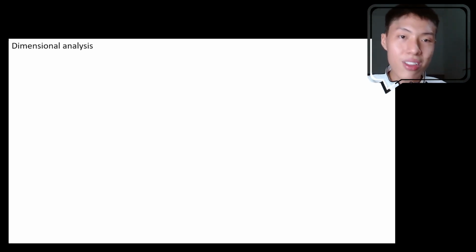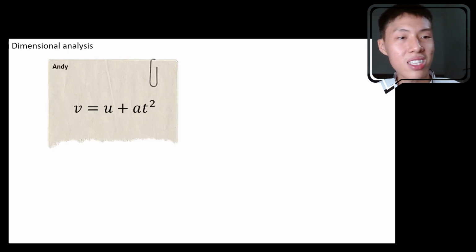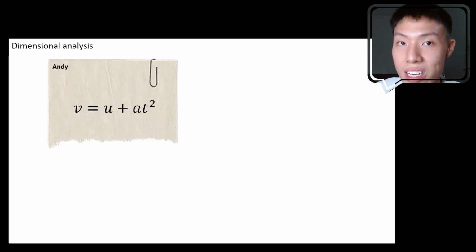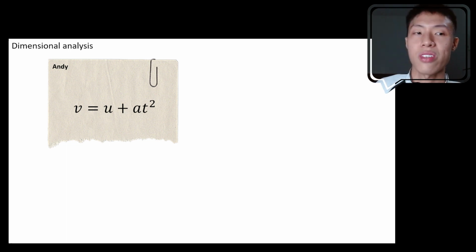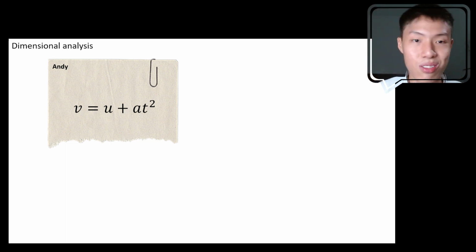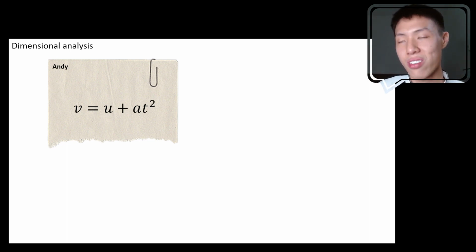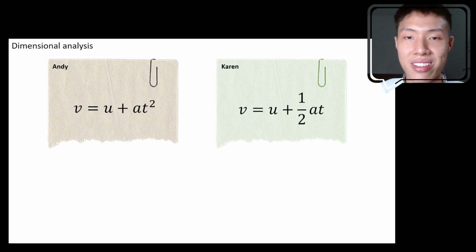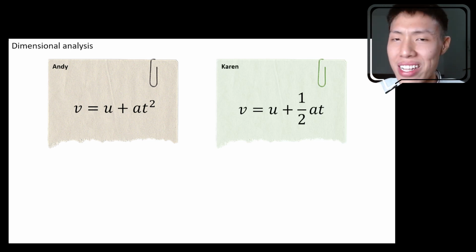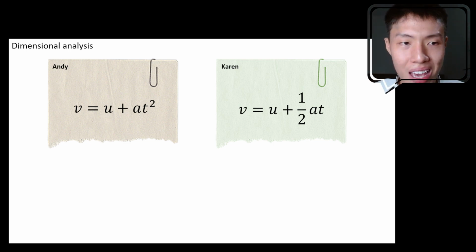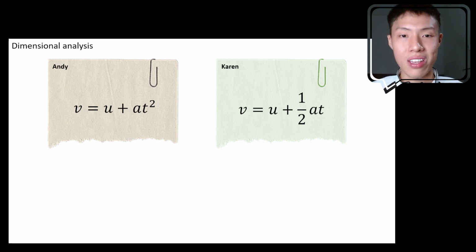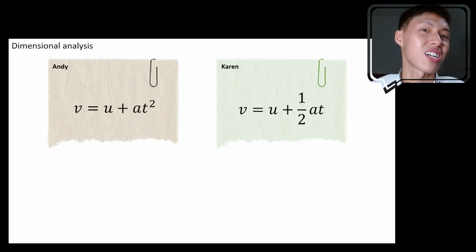On your left, there's Andy, let's say. Andy has written down this equation here: V equals U plus AT squared. Just to be really sure whether you copied the correct equation or not, you ask your right neighbor as well. On your right, there's Karen. Oh, both Andy and Karen have written down different equations, and of course, all three of you are now in confusion. Which equation is actually correct?